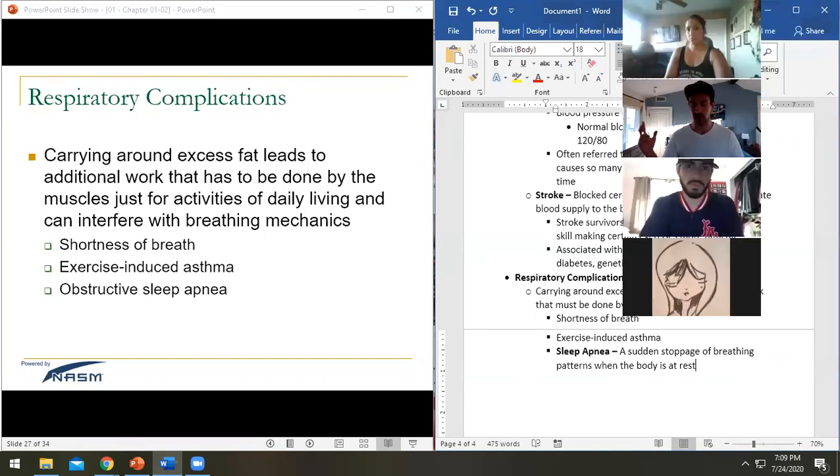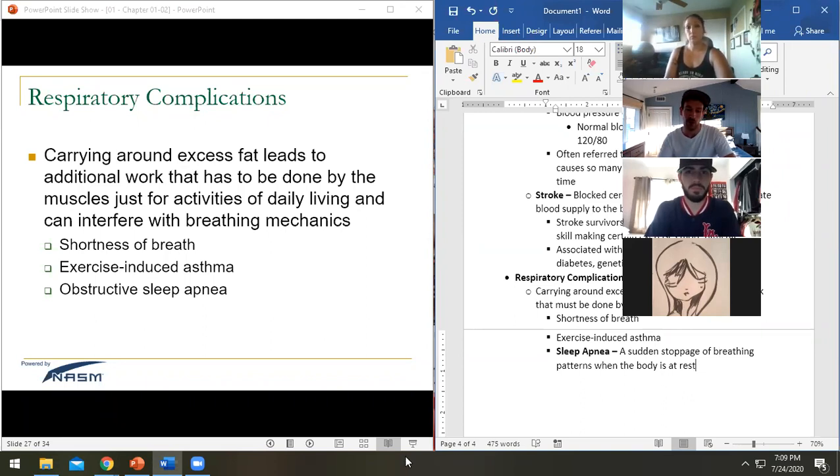I mean, the whole point of sleeping, right, is to relax every muscle in your body. And this will happen, by the way, in bodybuilders as well. This isn't just something that is associated with obesity. This is just associated with having a heavy body. And it can be associated with hormonal factors as well. I've known plenty of very thin individuals who have had sleep apnea.